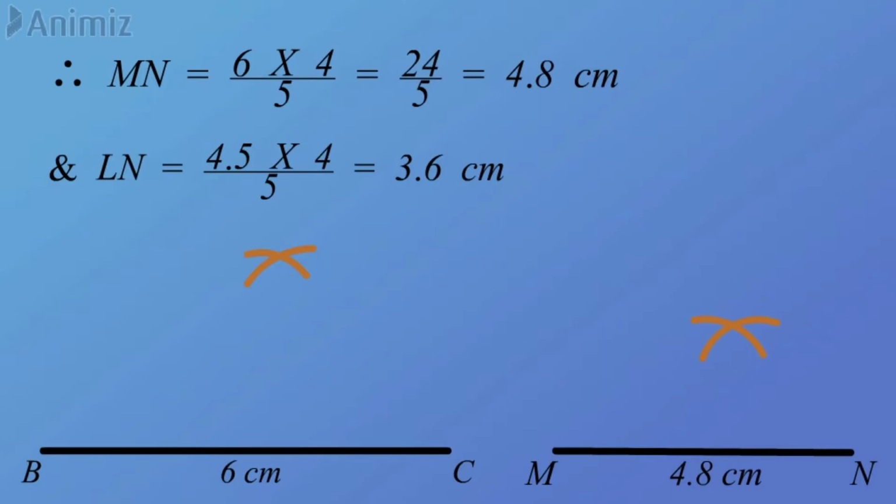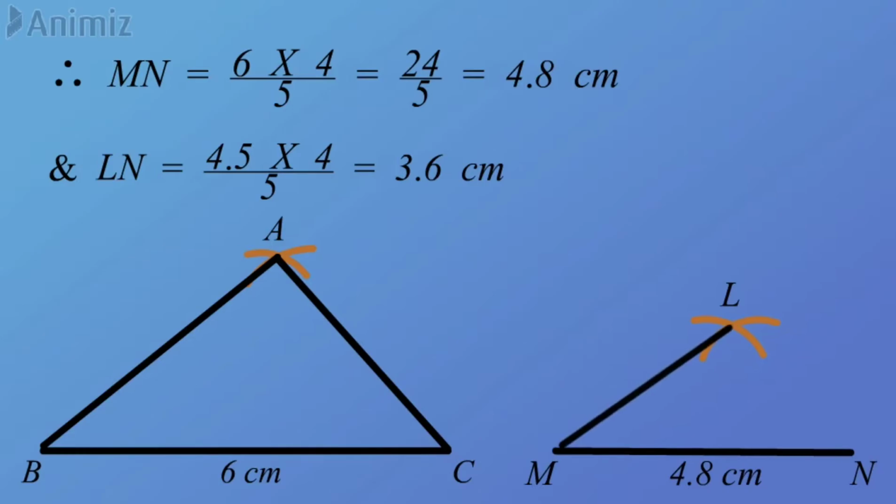Now, the intersection of the first two arcs of the first triangle will give you the point A, while for the second triangle, the intersecting point is L. Now join AB and AC, you will get the triangle ABC. Similarly, join LM and LN, you will get the triangle LMN. So in this way, you can construct two similar triangles where all the three vertices are completely different.